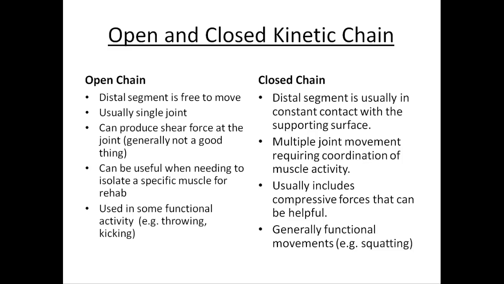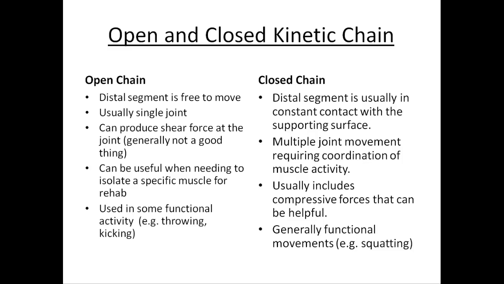So open and closed chain exercises. An open chain is where the distal segment is free to move. Imagine kicking a football or throwing a ball. These are examples of open chain exercises. But there can be a single joint, such as knee extension, and that's going to produce shear at the joint. We want to really reduce the amount of shear that we have at joints, unless they're going to be specifically useful. So you might need to strengthen a muscle in isolation for the purposes of rehabilitation.